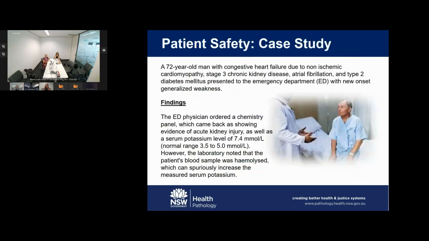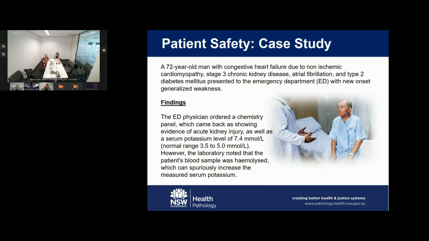And this is a true case study where we've got a man that's got multiple medical issues with cardiomyopathy, chronic kidney disease, atrial fibrillation, type 2 diabetes, and he's presented to the ED with a new onset of generalised weakness. The ED physician, as quite often in the ED setting, would order some renal functions, and when he did, the serum potassium came back at 7.4, which is a critically high result when the normal range is 3.5 to 5.